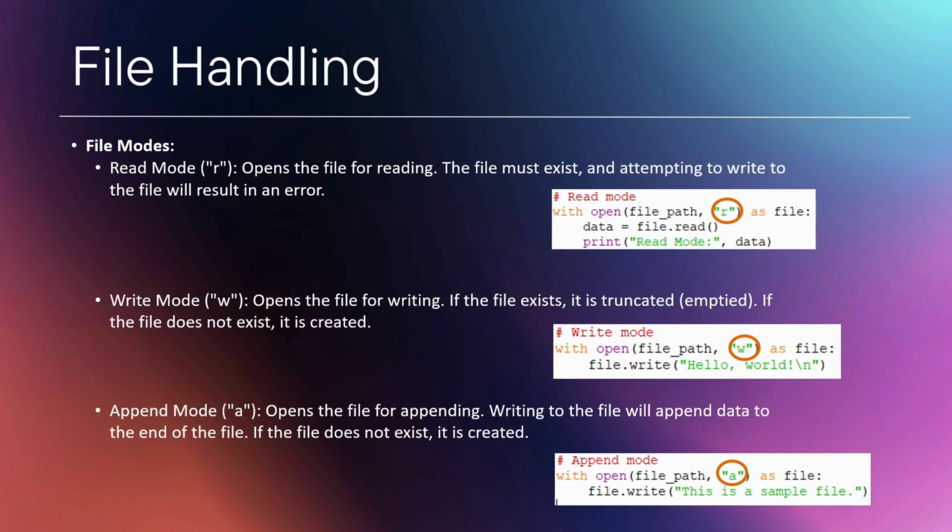Now the second is the write mode. The write mode opens the file for writing. If the file exists, it is truncated. If the file does not exist, it is created. The purpose of W is to write something. The purpose is not to read something. Whatever file path we give, the file is being created on that file path. It is not being read.